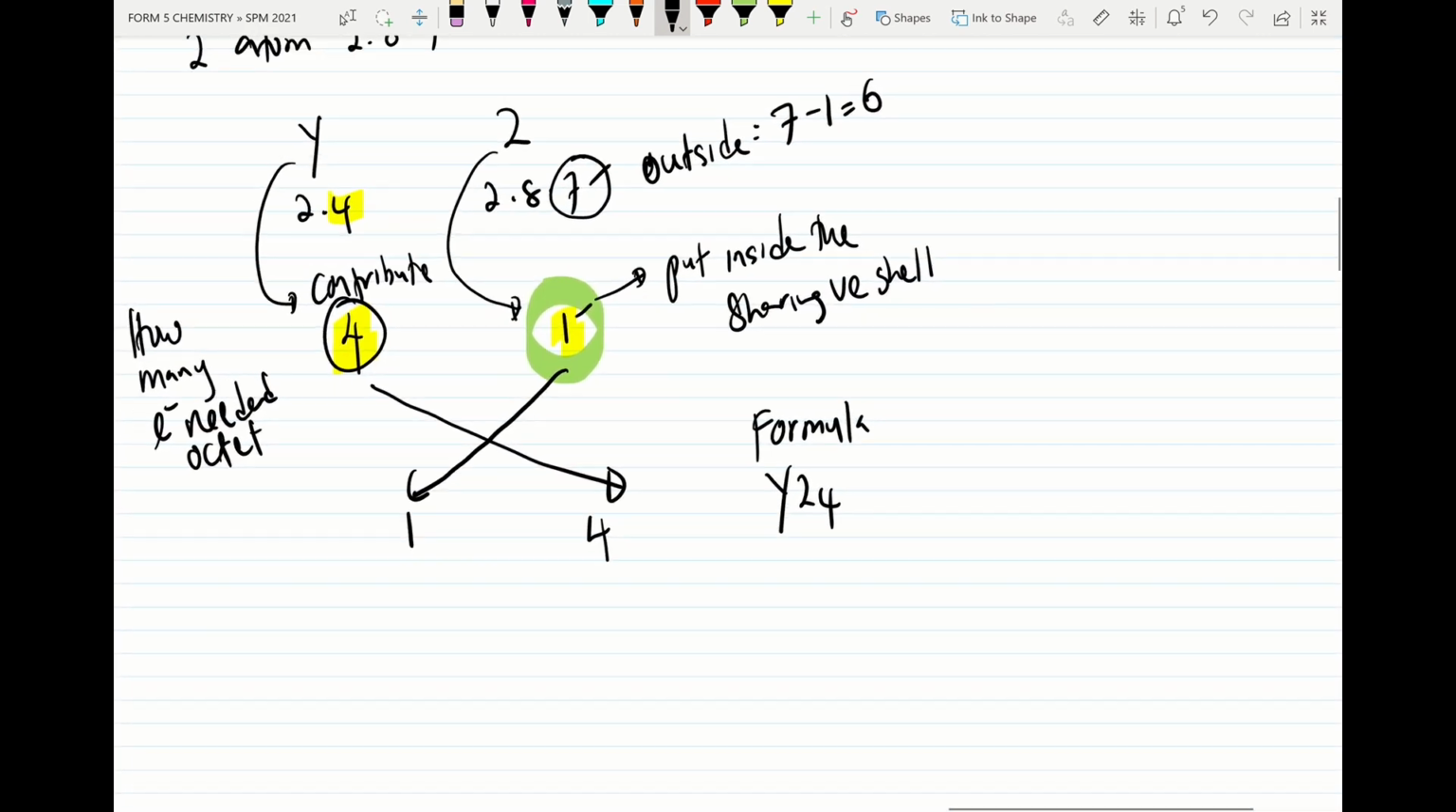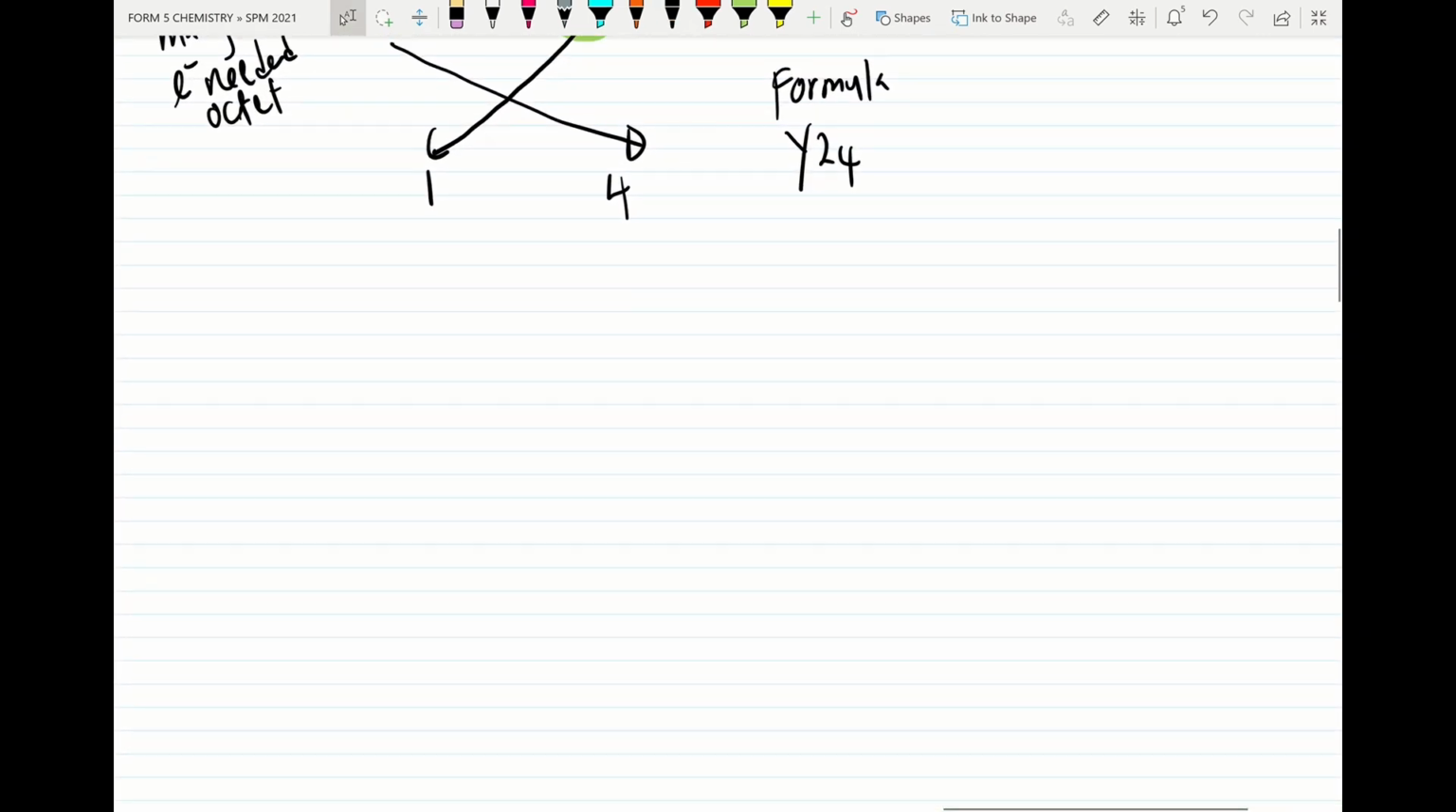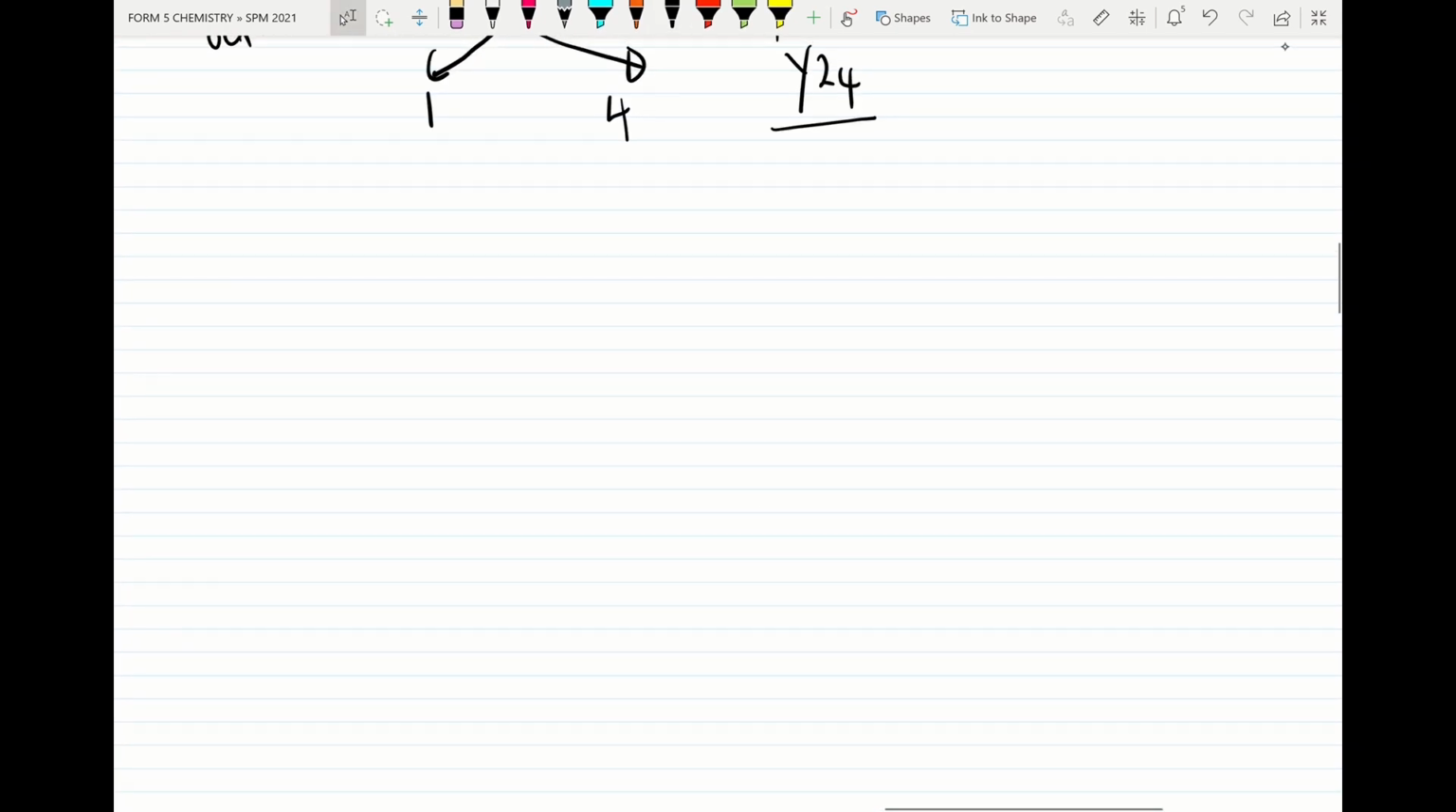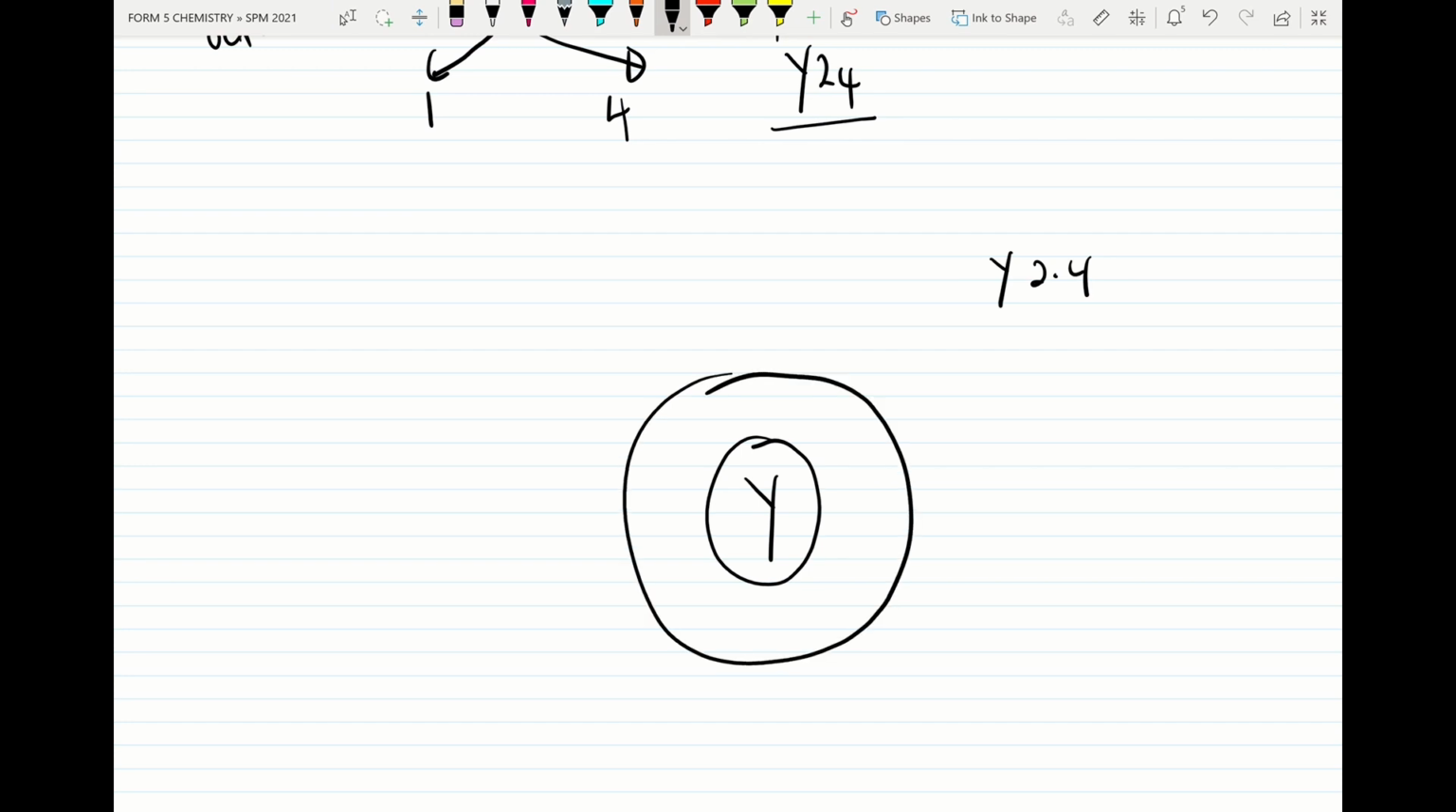All right, so how to draw the electron arrangement of this compound? Please check the formula. So Y, we have 2.4. So first shell, second shell. First shell I fill up with 2 electrons.